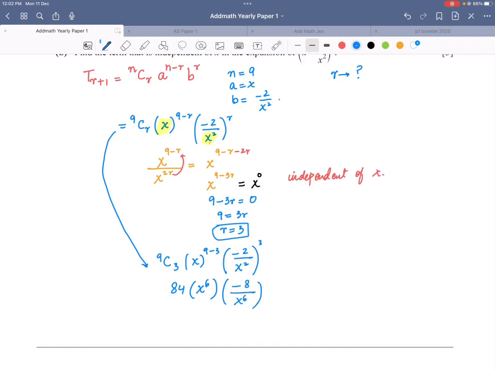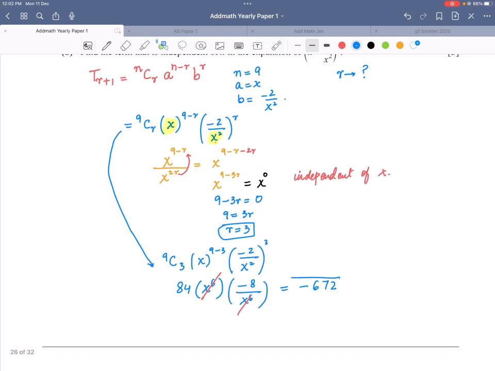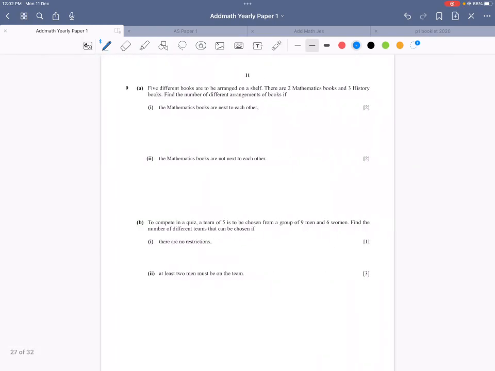You can simplify. So x power 6 and x power 6 cancel, and the leftover part is 84 times 8, which equals minus 672. That is the term independent of x. That is the coefficient of the term independent of x, and that is your answer. Moving towards the next question.